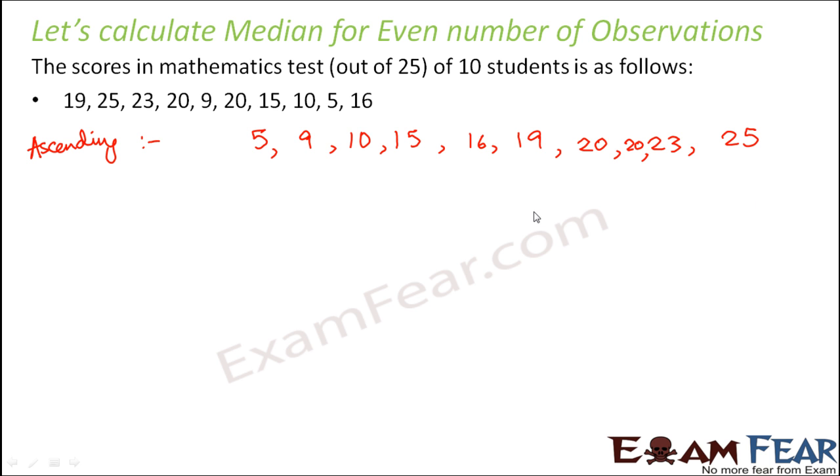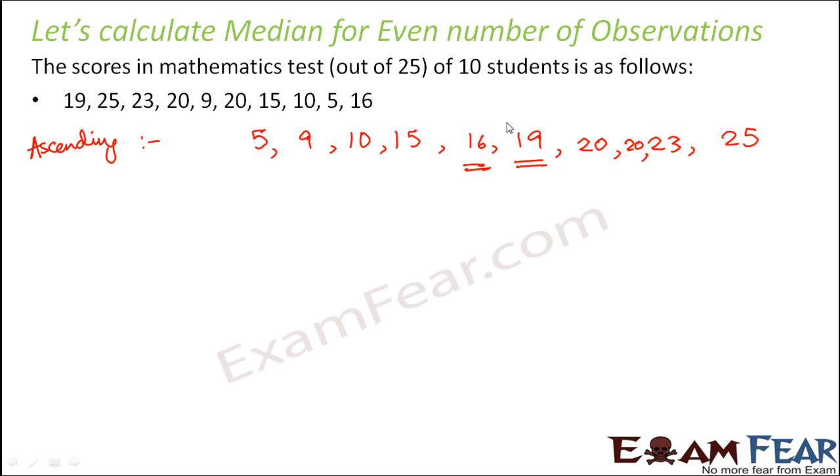Now, will you be able to find a middlemost number here? You can't, because there is no such number which will be the middlemost. If you consider 16, on this side you have 4, but on this side you have 5. So 16 is not the middlemost number. If you consider 19, on this side it is 4, but on this side it is 5. So 19 is also not the middlemost number.